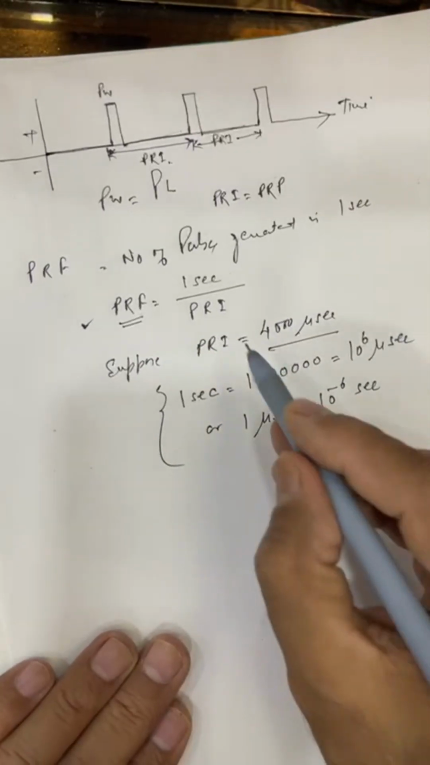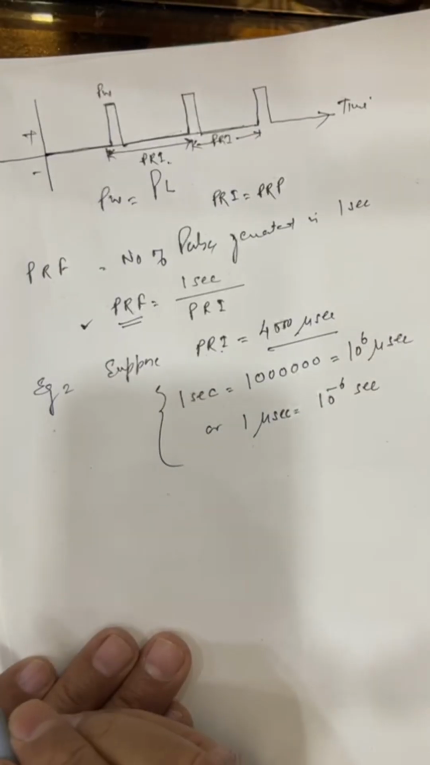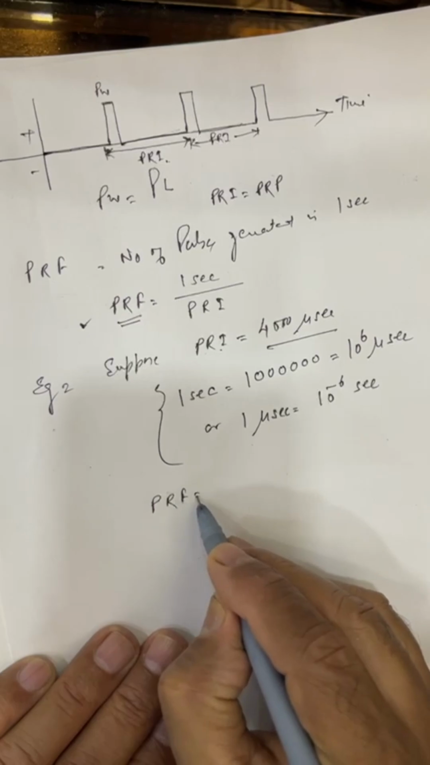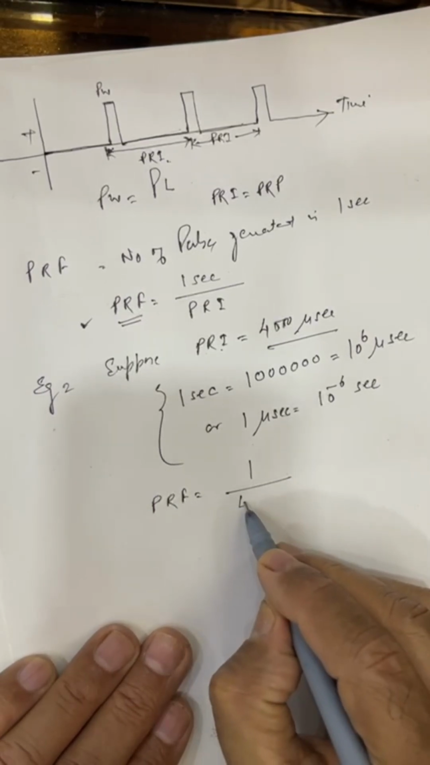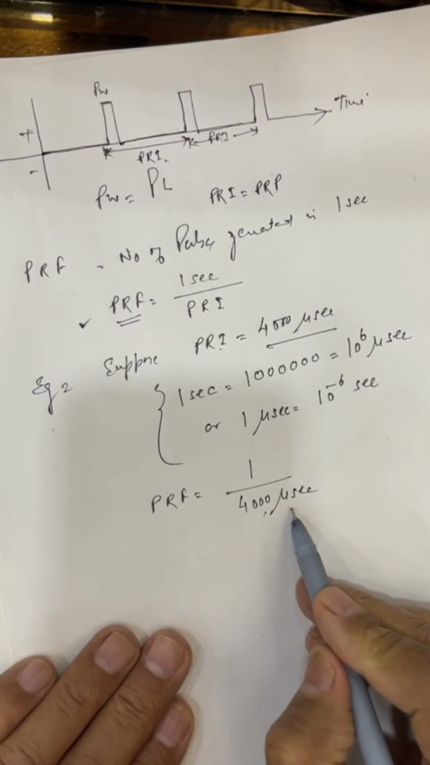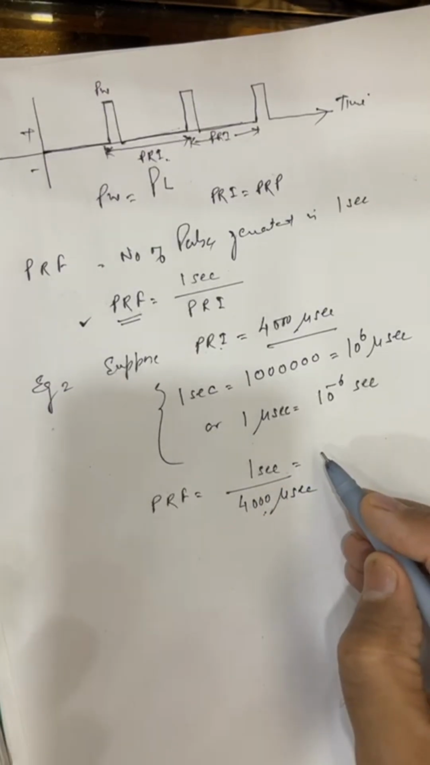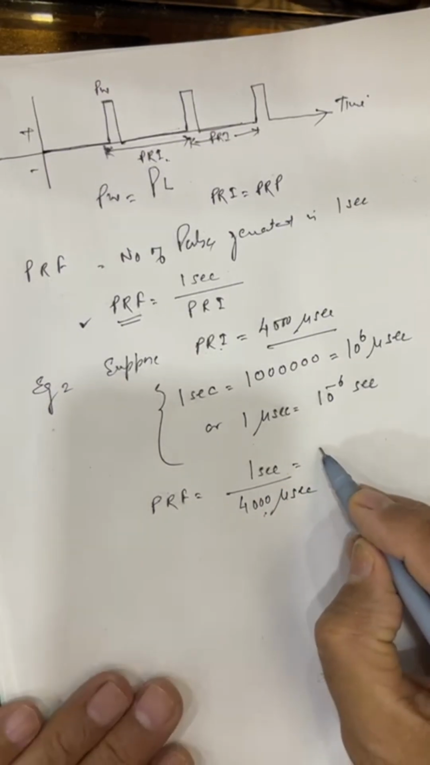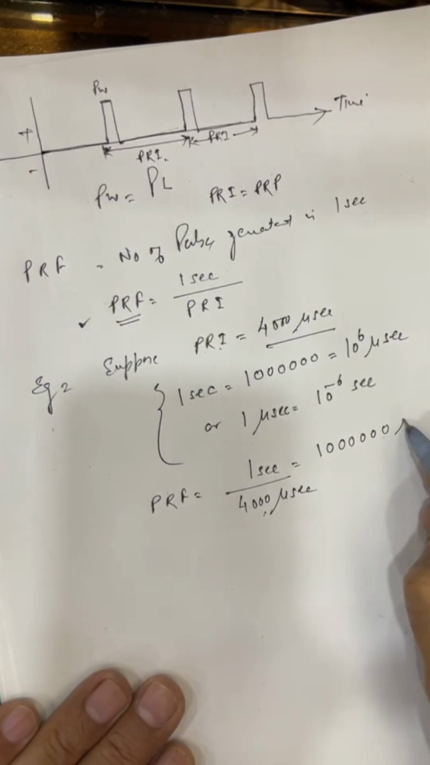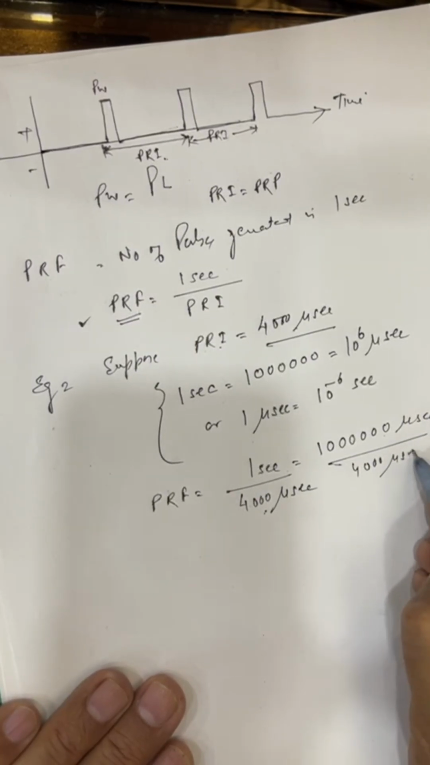Now take the example. PRI is 4000 microsecond. What will be the PRF? So PRF will be equal to 1 upon 4000 microsecond. Because here the time is given in microsecond, you have to convert this 1 second into microsecond so that you can calculate. 1 second will be equal to 10 raised to the power 6 microsecond divided by 4000 microsecond.